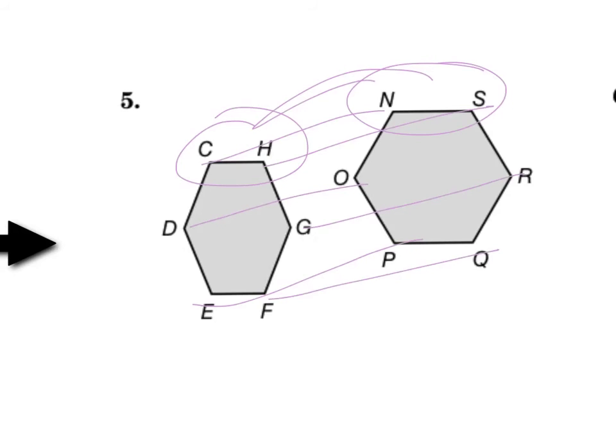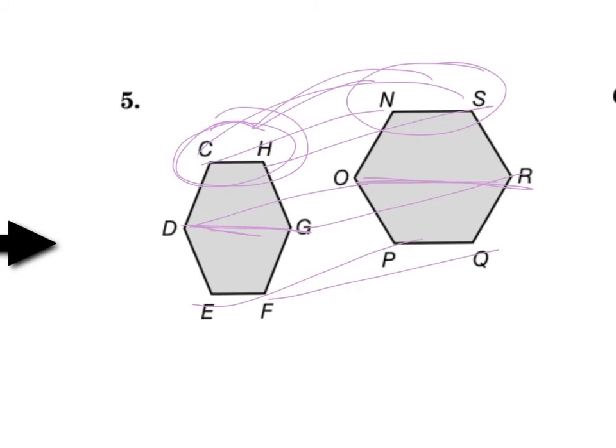And all the things that I'm saying out loud and I'm not writing, these are what you need to write in your answers. You want to make sure that you tell me that C to H is not the same size as N to S. The distance between D and G is not the same as the distance between O and R. So these are not congruent.